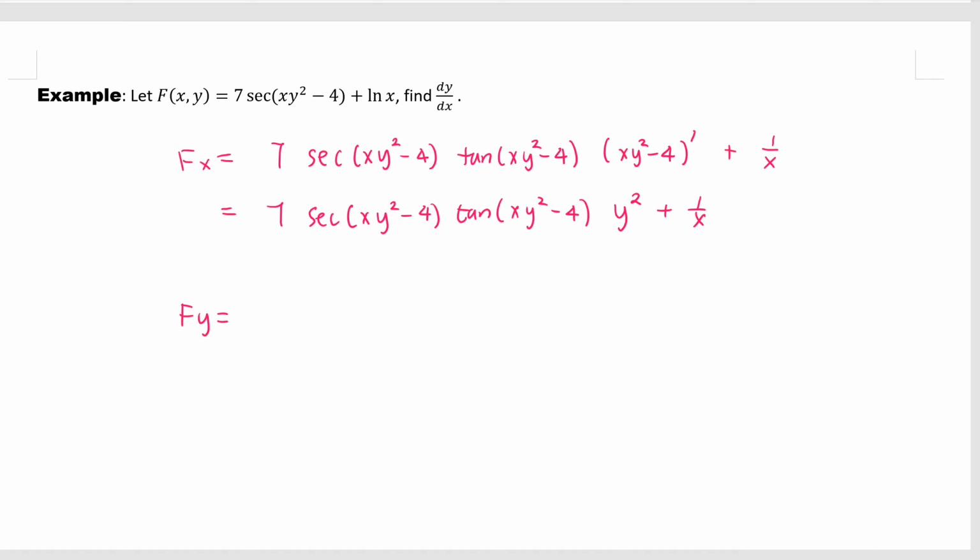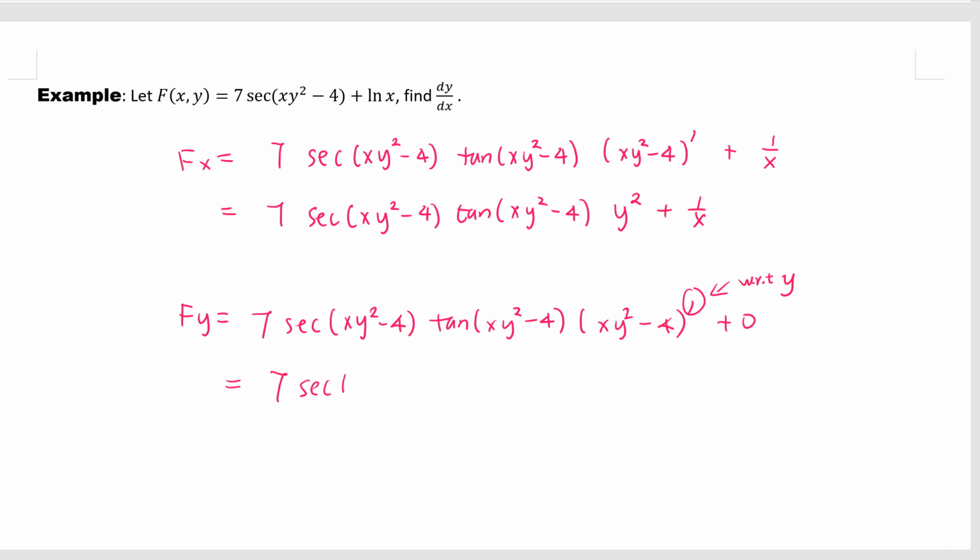What's Fy? Okay, so it's still the chain rule, right? So secant of that term, tangent of that term, then chain rule of that term, prime, and then the derivative of ln of x is 0. But this guy, this prime is with respect to y. So we have 7 secant xy squared minus 4, tangent xy squared minus 4, this is 2xy. Okay, we still have the x.